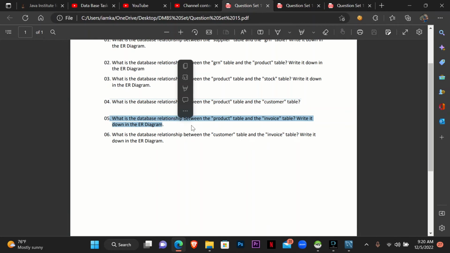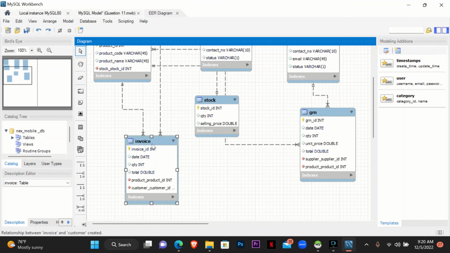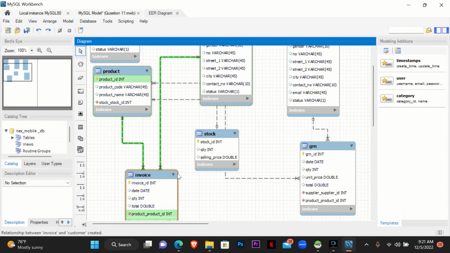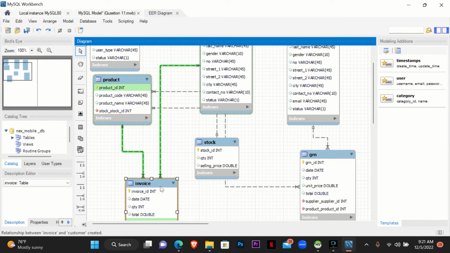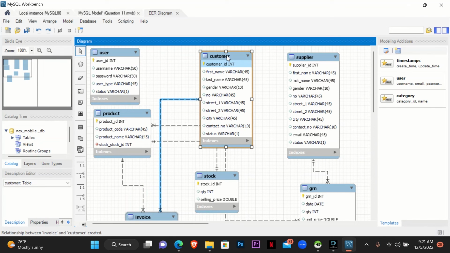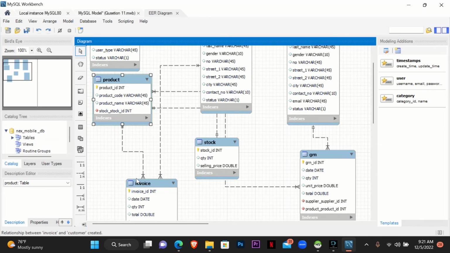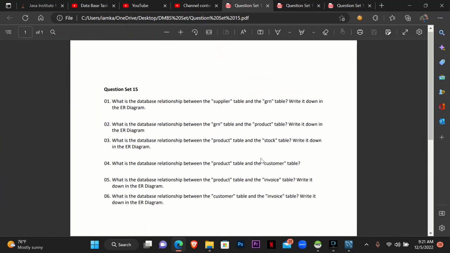Our fifth question is, what is the database relationship between the product table and the invoice table? It will be a one-to-many relationship, and as you can see, we have created this relationship. In my last question, what is the database relationship between the customer table and the invoice table? It will also be a one-to-many relationship. Here is my customer table and here is my invoice table. From the product side, a product can have many invoices, but a specific unique product can have only one invoice number. So we have completed the six questions here.